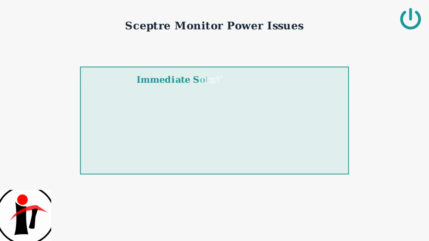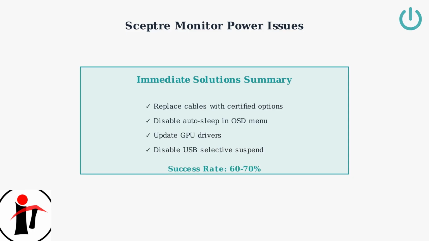These immediate solutions address the most common causes of Sceptre monitor power issues. Most users see significant improvement after implementing these fixes, with success rates of 60 to 70% for basic troubleshooting. When immediate fixes don't resolve your Sceptre monitor's power issues, it's time to move to advanced troubleshooting methods that address deeper hardware and software problems.